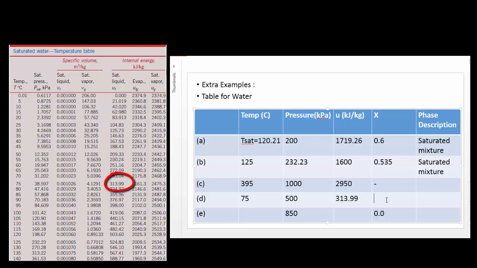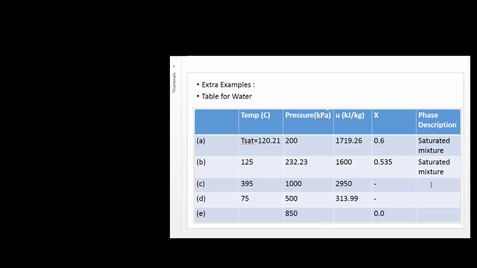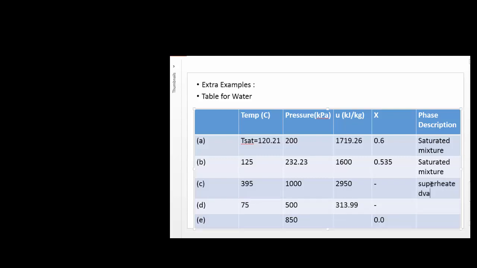So the X here is not available. So let's fill in this. I forgot to fill in this, sorry. This is as previous: this is superheated vapor. And this is compressed liquid.